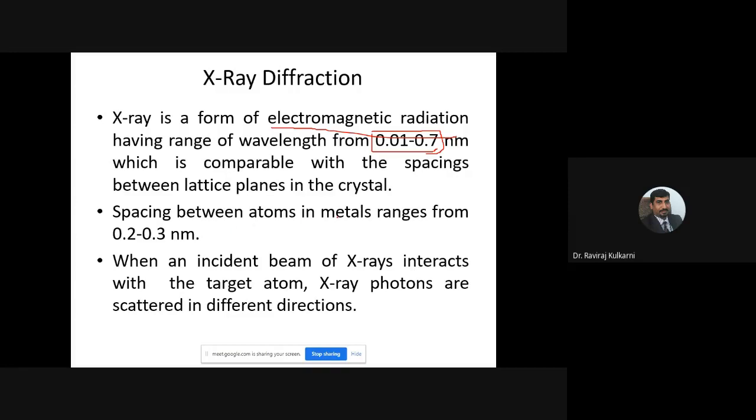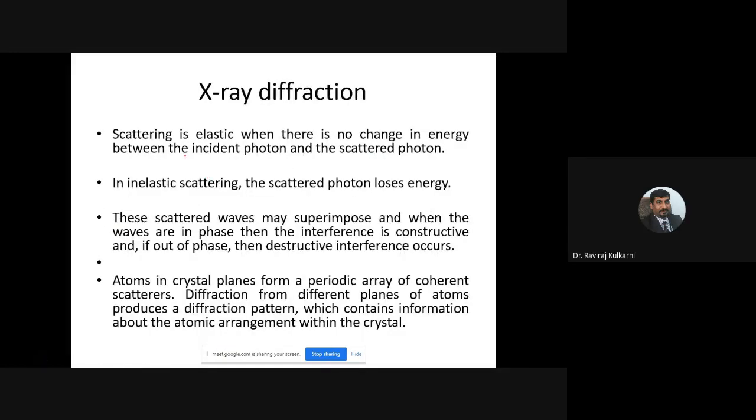Spacing between the atoms in metals ranges from 0.2 to 0.3 nanometers. When an incident beam of X-rays interacts with target atoms, X-ray photons are scattered in different directions. Scattering is elastic when there is no change in the energy between the incident photon and the scattered photon. In inelastic scattering, the scattered photon loses energy.